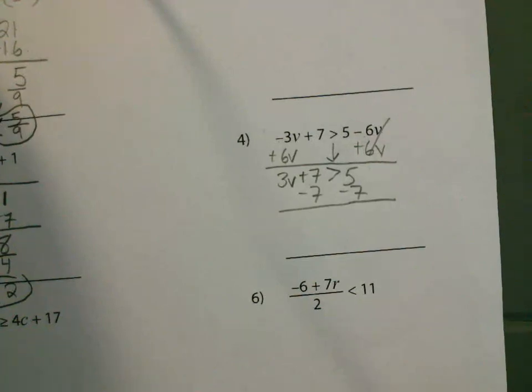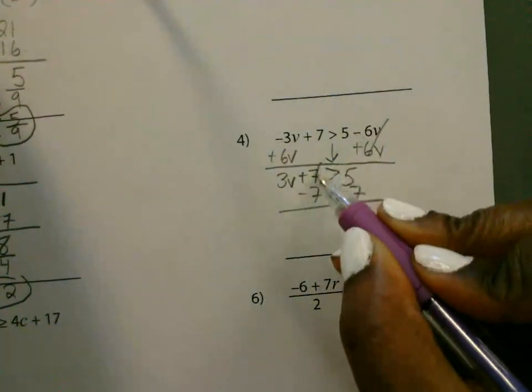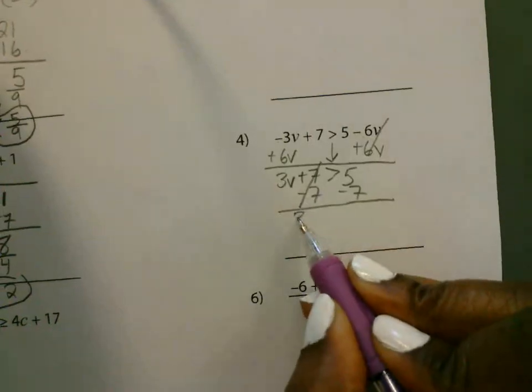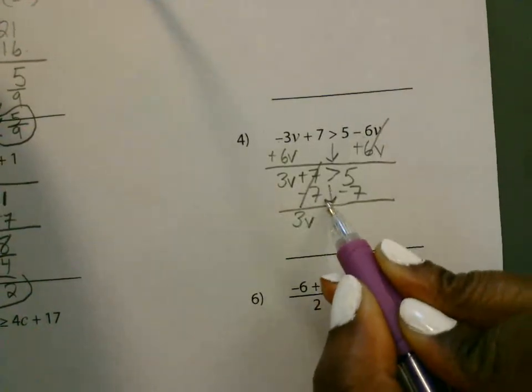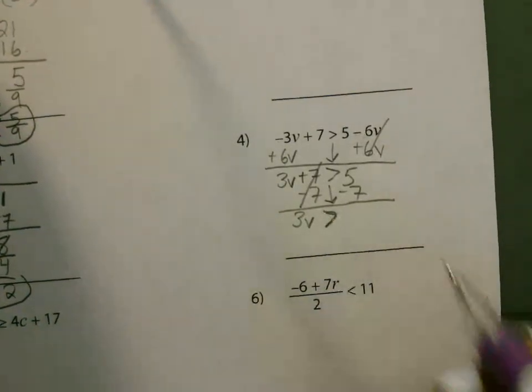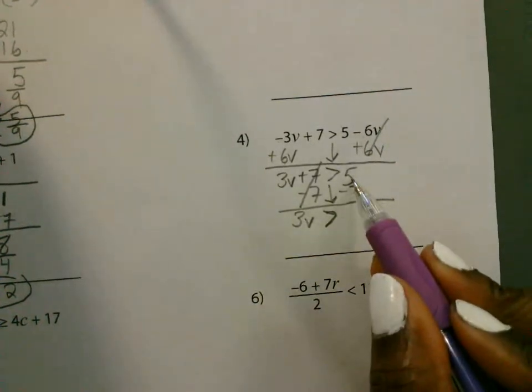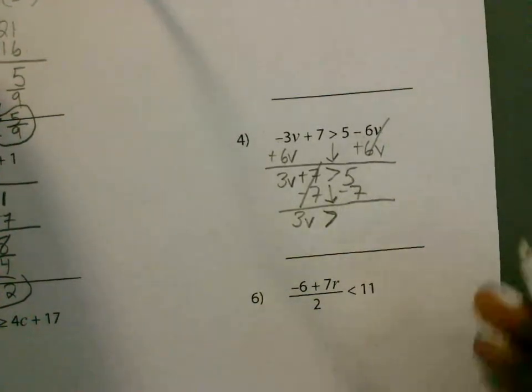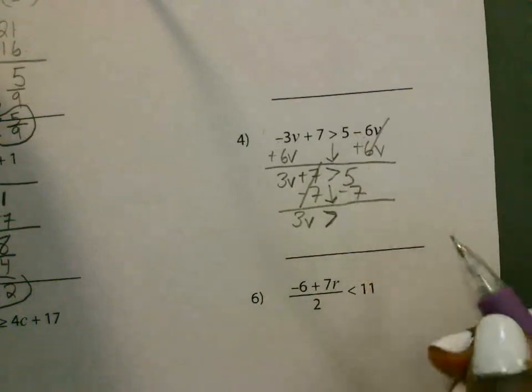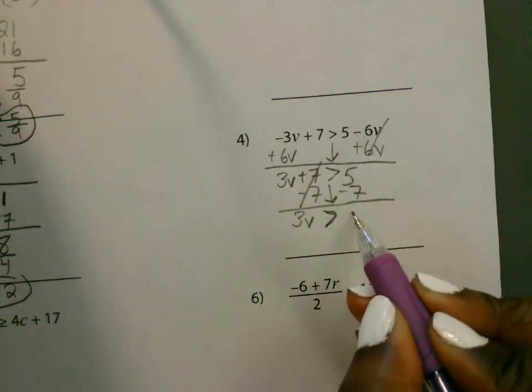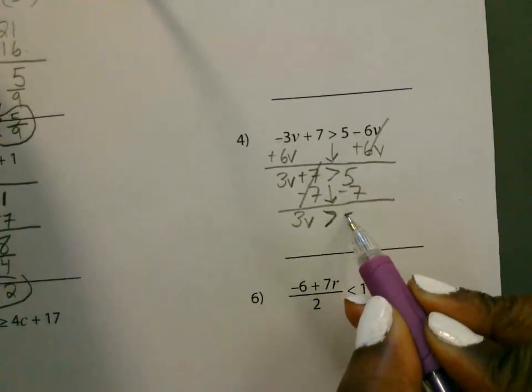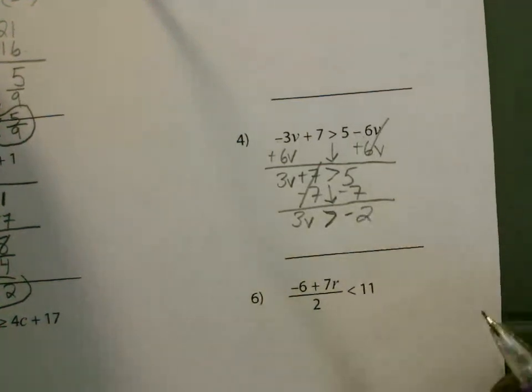All right. Positive 7 minus 7 gives us 0. And we're left with 3v. Bring down the inequality. What is 5 minus 7? What is 5 minus 7 equal to? Negative. It's a negative. Count again. -2. Okay. Got it?